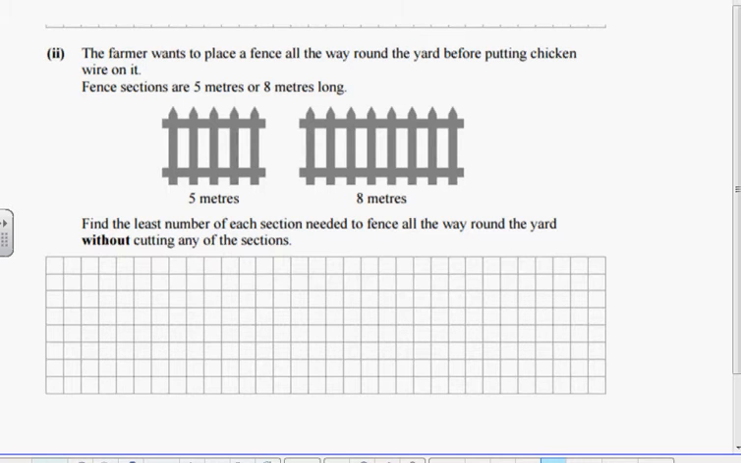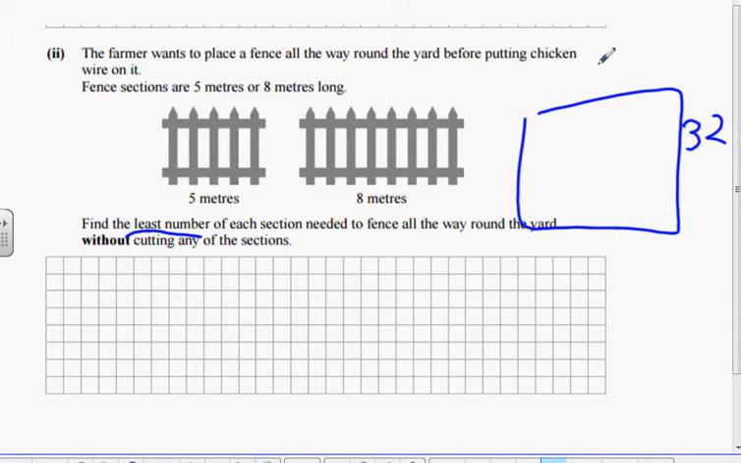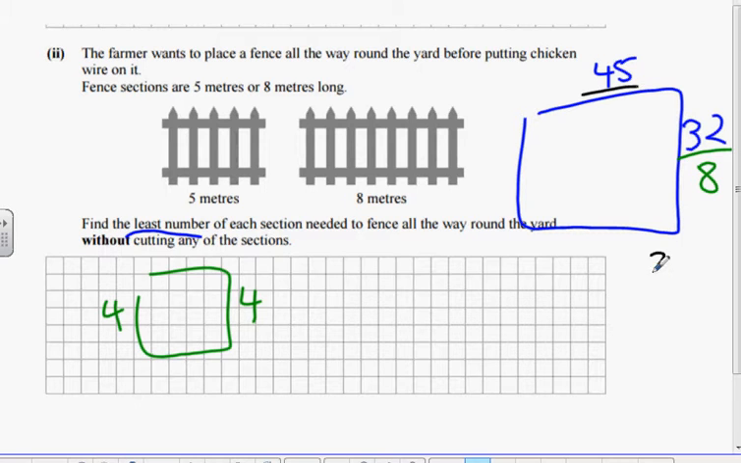A farmer wishes to place the fence all the way around the yard before putting chickens on it. Fence sections are 5 metres and 8 metres long. Find the least amount of each section we need to do this. That means we should use as much 8 metres as we can. 32 and 45, okay? Divide 32 by 8 and what do we get? 4. 4 this way, 4 that way. Divide, get as close to 45 as you can using 8s. 8, 16, 24, 32, 40.